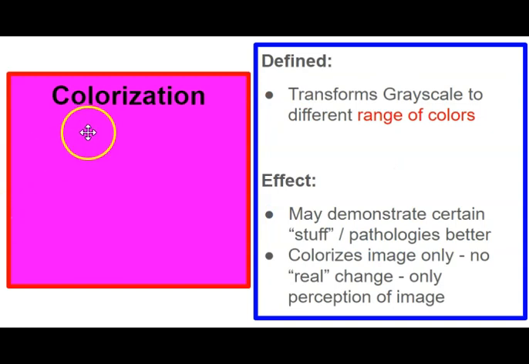And then we can do the colorization thing if we want. Remember, we changed on the machine to sepia. We have a bunch of different colors we can choose from. You define colorization as transforming the grayscale to a different range of colors. The effect may demonstrate certain things or pathology a little better. It colorizes the image only, with no real change, only to the perception of what we see.